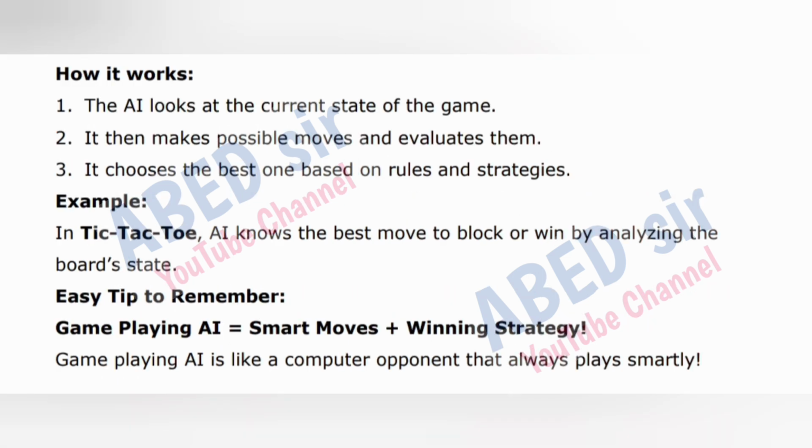How it works? 1. The AI looks at the current state of the game. 2. It then makes possible moves and evaluates them. 3. It chooses the best one based on rules and strategies. Example. In tic-tac-toe, AI knows the best move to block or win by analyzing the board's state. Easy tip to remember. Game playing AI is equal to smart moves plus winning strategy. Game playing AI is like a computer opponent that always plays smartly.